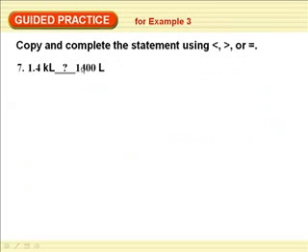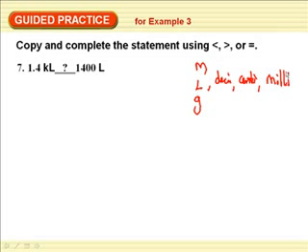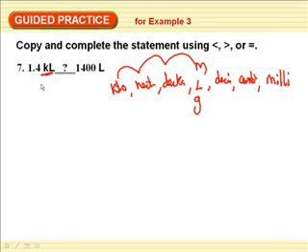So the guided practice, copy and complete. Number 7, kiloliters and 14. So let's write again. I'm going to get good at writing these. Meter, liter, gram, deci, centi, milli. Over here is deca, hecto, and kilo. So let's change kiloliters to liters. So I'm going to go 1, 2, 3. So 1.4, 1, 2, 3 would be 1,400. Those are equal. See if we agree.